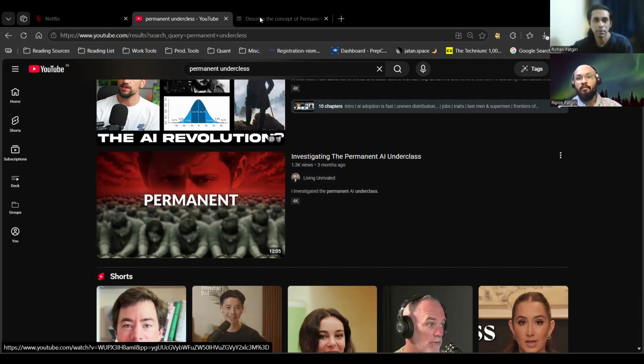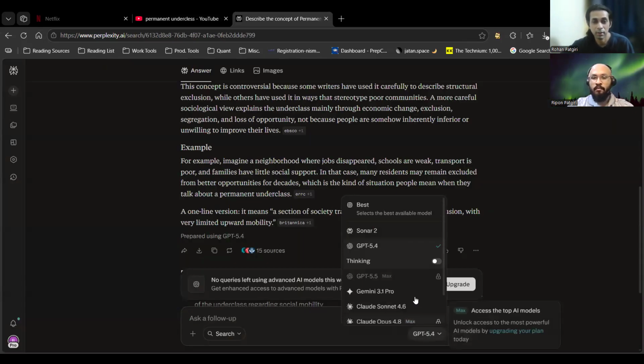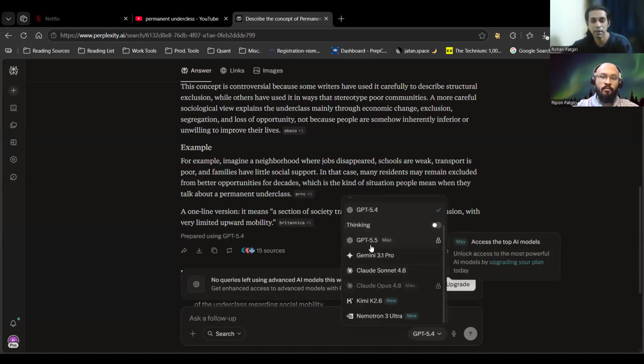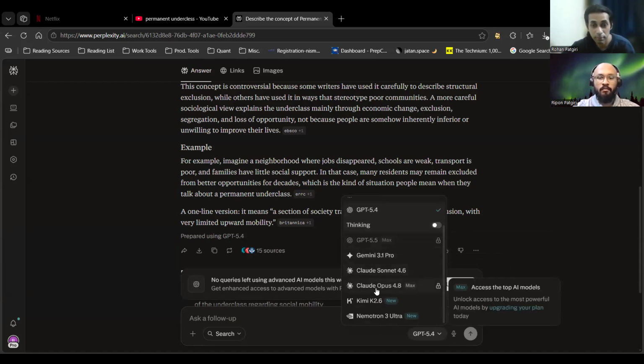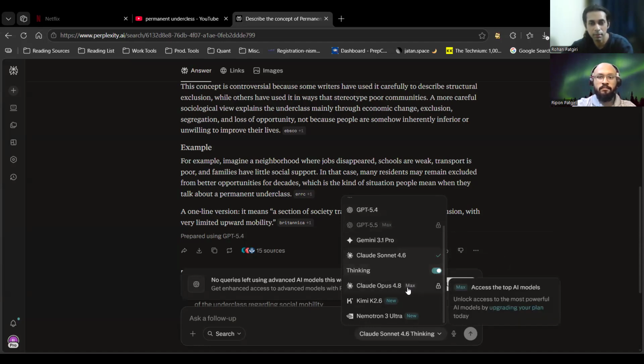Because we can definitely choose different models. For example, within Perplexity, I can choose ChatGPT versus thinking mode and not thinking mode. So within this itself I can get this. And if I get the max version, I can get ChatGPT 5.5. So if you get it, the same goes for Claude. I can use Claude, and if I want more power, I can use this. And if I want even more power, I can get Opus 4.8 Max.